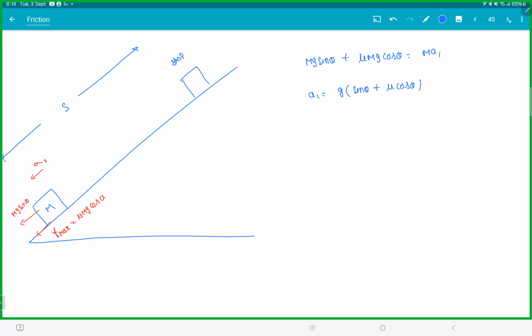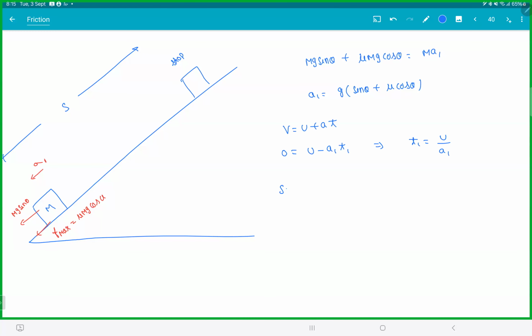Perfect. So you want to find the time. So v is equal to u plus at. Final velocity is 0. This is u. This is minus a1. This is time of ascent. I'll just call it t1. There. So we get t1 is equal to u by a1.